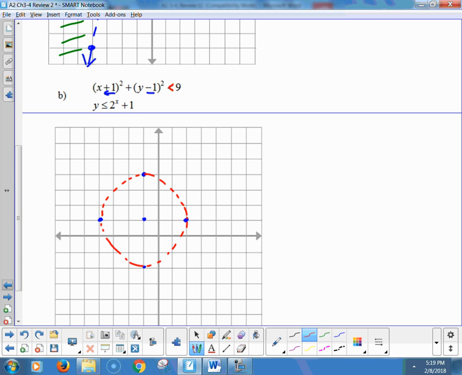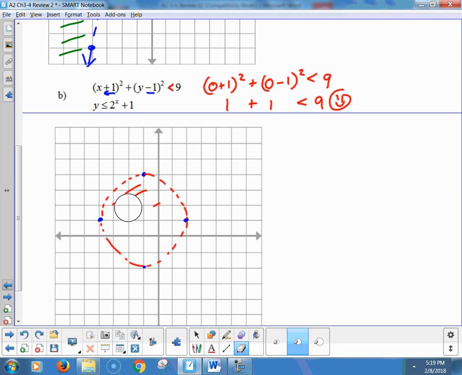If I'm looking for the shading just on the circle alone, I'll test a point. I'll test 0, 0 and see if this makes the inequality true. Is 0 plus 1 squared plus 0 minus 1 squared less than 9? And that would be 1 plus 1 is less than 9. And that is true. So this point works. So we know we're shading the inside of the circle. Now I think what I'm going to do is hold that thought and go graph this exponential function.